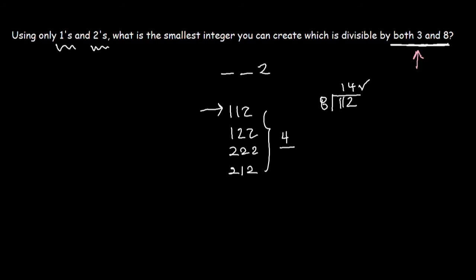But the problem is that this has to be both divisible by 3 and 8. So let's first keep this number, since it is still divisible by 8. So I'm going to put number 8 there. Let's move on and see the other numbers.